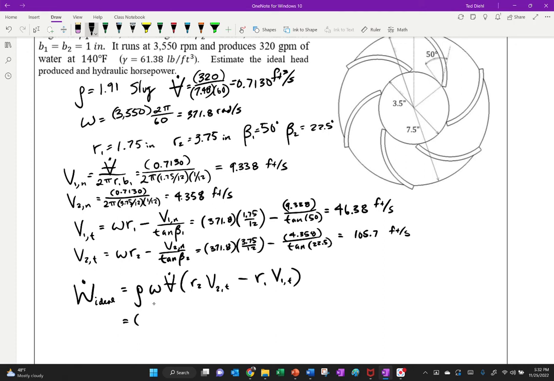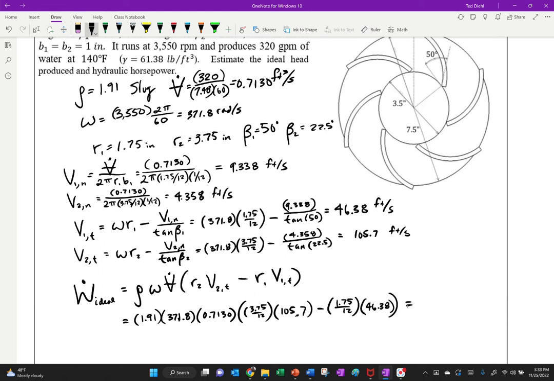So here is where I use the 1.91 and my angular velocity of 371.8 and my volumetric flow rate of 0.713, and my radius 2, 3.75 divided by 12, my V2 tangential 105.7, subtract out R1, which is 1.75 divided by 12, and times my V1 tangential, 46.38.